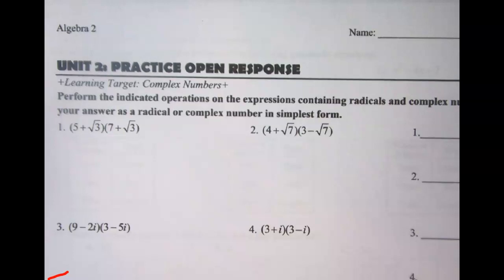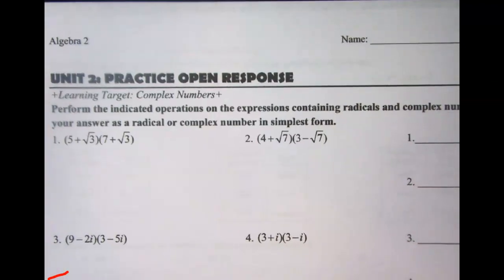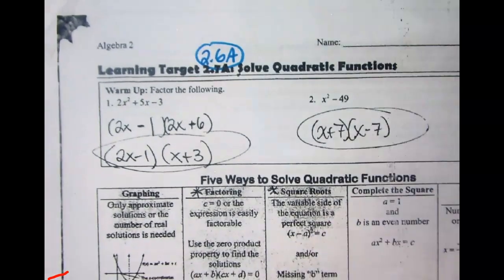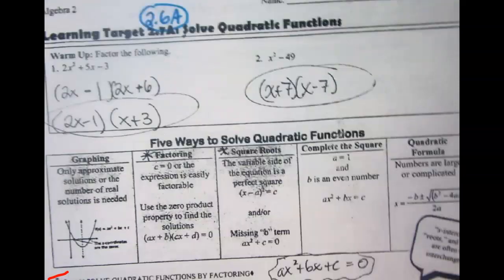All right, hi there. So we are on our Unit 2 practice open response. This is for Unit 2 Part 2. You also will want to make sure if you have any of your notes out, that's a great idea. The learning targets were all for the quadratic functions. Just looking at one of the pages, depending on your teacher, it was either 2.6a or 2.7a. But again, it starts here.